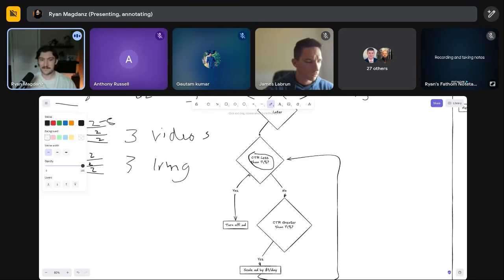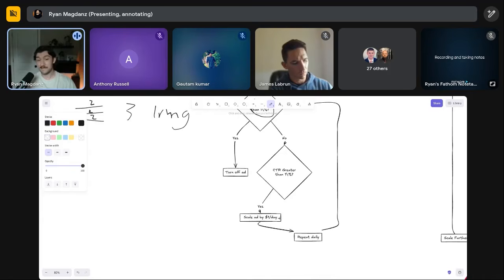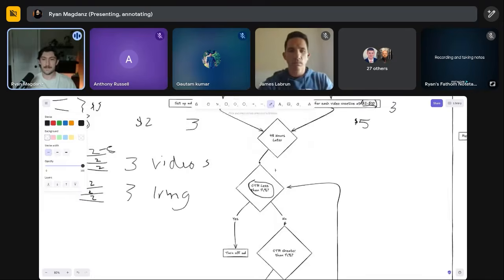So if the CTR is less than 1%, maybe 1.5%, yes, turn the ad off. This is after 48 hours. If the CTR is greater than 1%, then scale it by $1 per day. So if you're at $2 per day, you scale to $3 per day, $4 per day, $5 per day. Once you're at $10, you can scale a little bit faster than that.